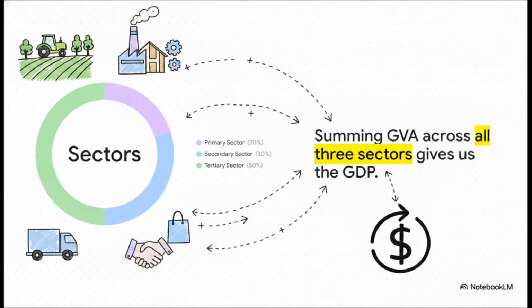First, the primary sector, which extracts natural resources. Think agriculture and mining. Second, the secondary sector, which handles manufacturing and construction. And third, the tertiary sector, providing services, trade, and transport. Now, when you calculate the gross value added for every single business across all three of these sectors and sum them all up, boom, you arrive at the gross domestic product at market price. You probably know it better as GDP.